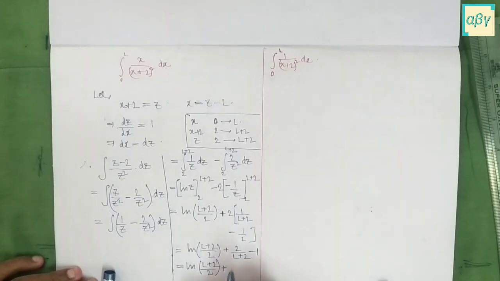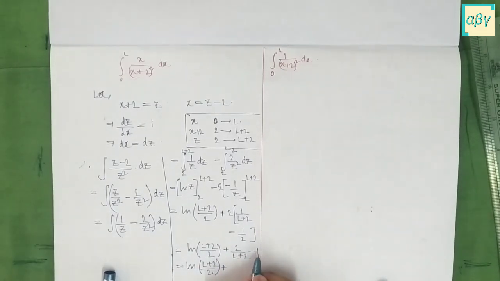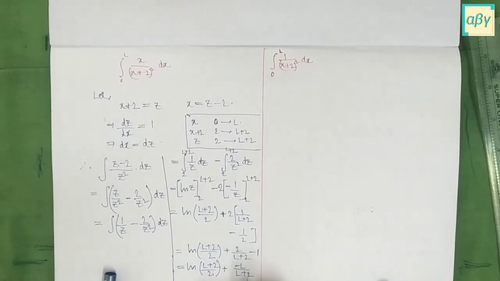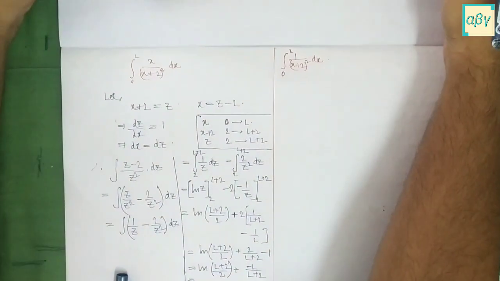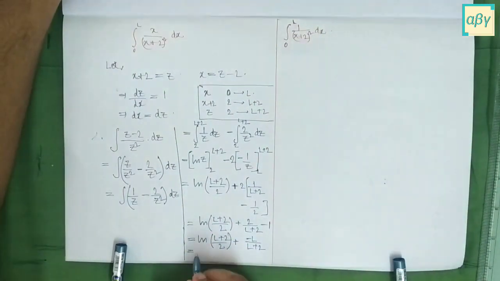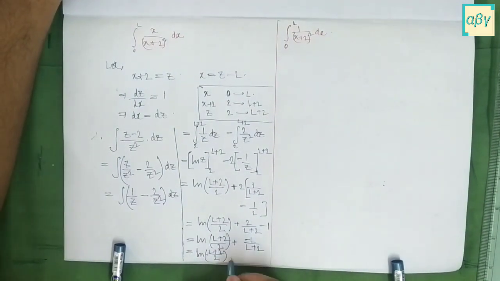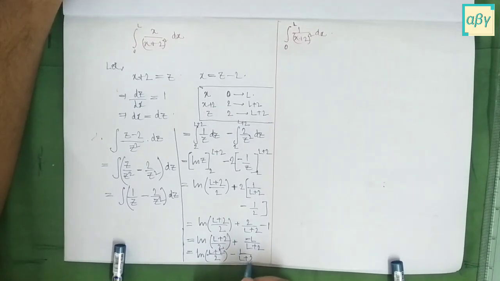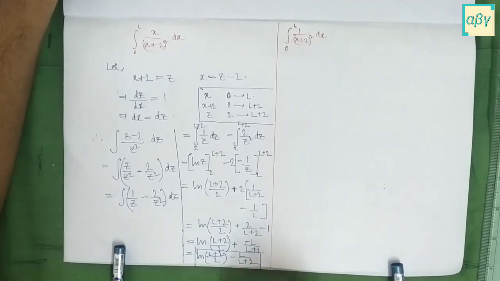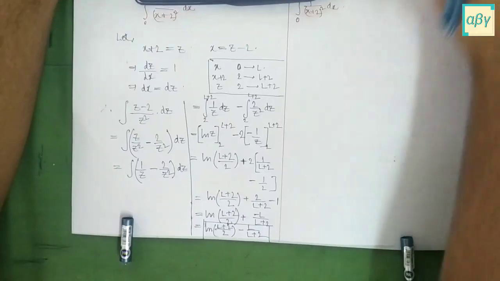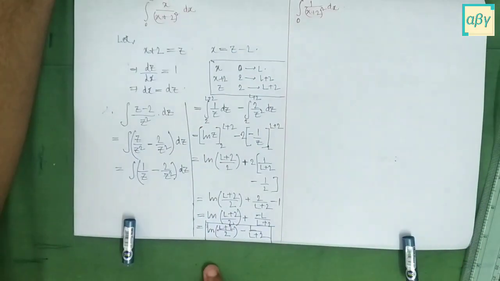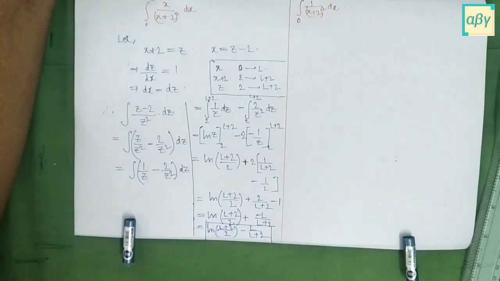After further simplification, it becomes 2 minus of L minus of 2. 2 and 2 get cancelled away, so it's minus of L by L plus 2, and this will be equals now ln of L plus 2 divided by 2 minus of L by L plus 2. So this is the final answer for this integration. You can see it now. This is the final answer for the integration.